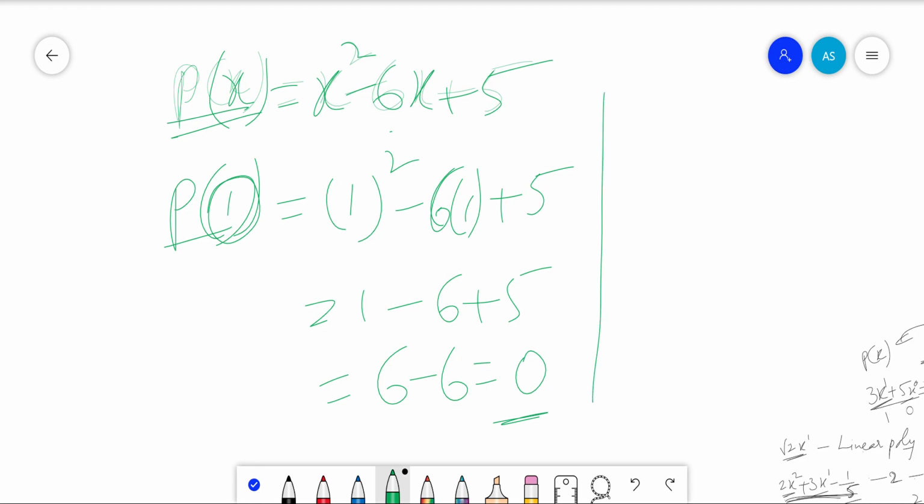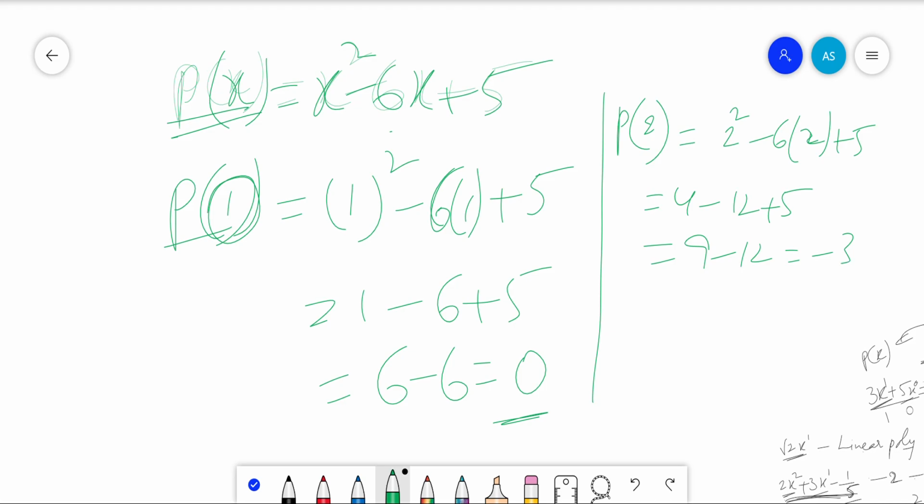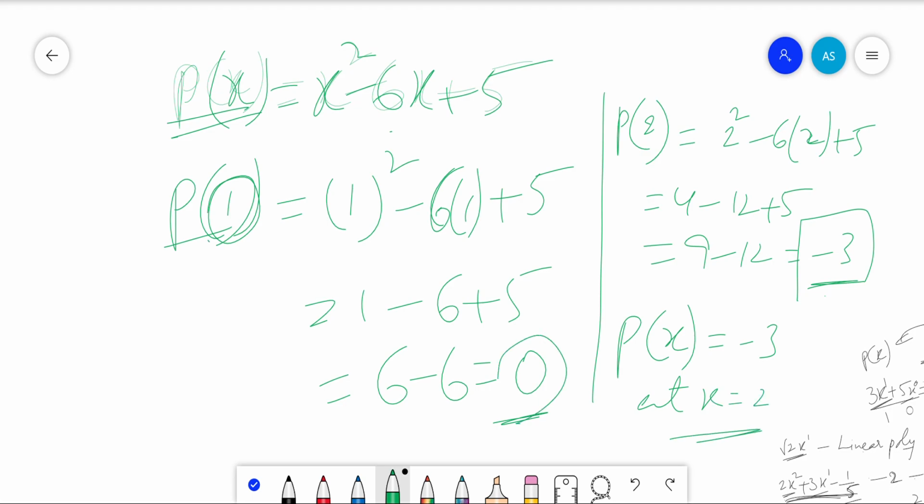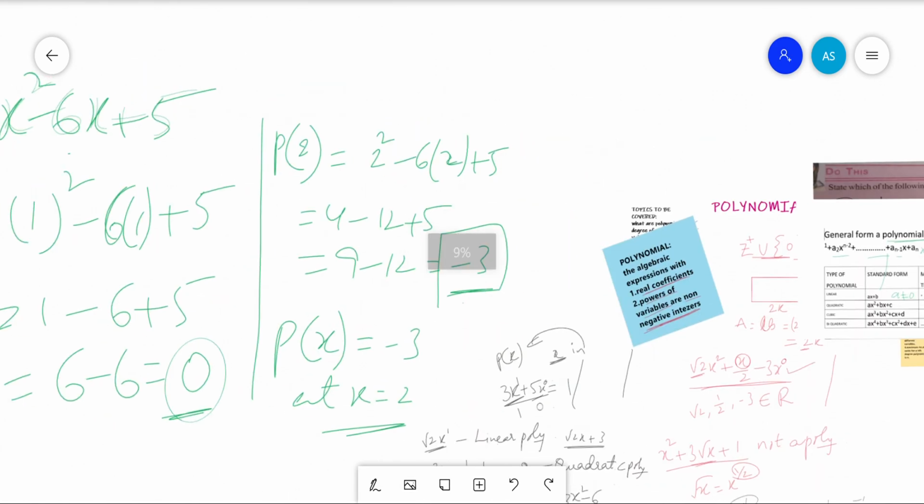Suppose you take one more, at x is equal to 2. So p of 2 becomes 2 square minus 6 into 2 plus 5, which is nothing but 4 minus 12 plus 5, which is 9 minus 12, nothing but minus 3. So minus 3 is called the value of p of x at x is equal to 2. Okay. So if the value of p of x is 0, then it is called a 0 of the polynomial.